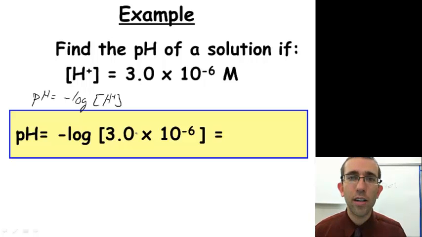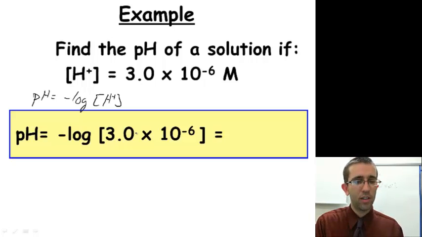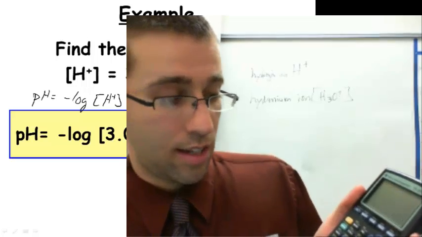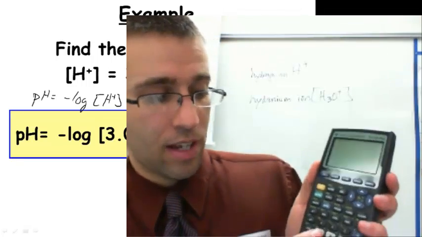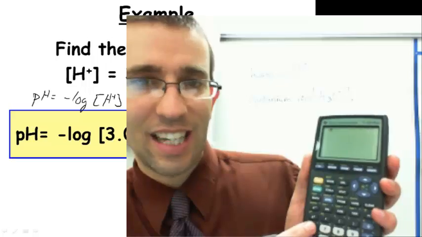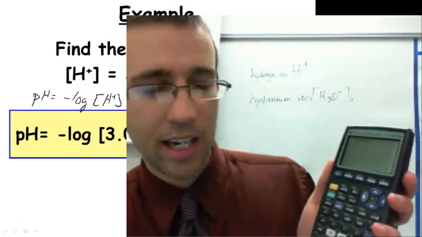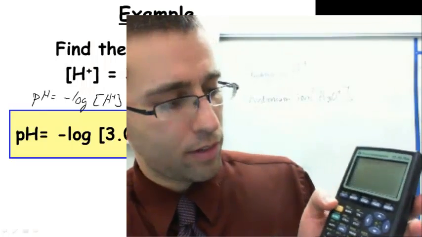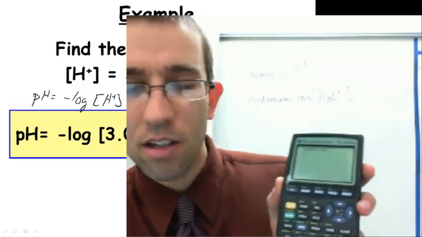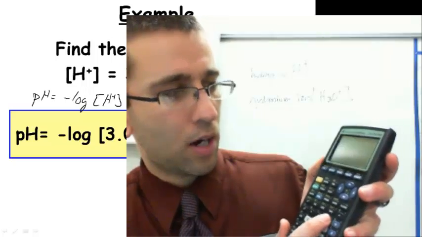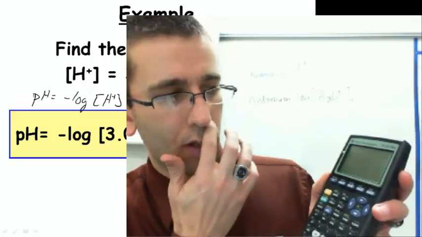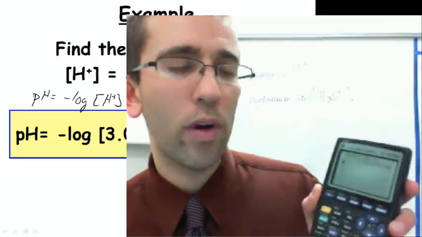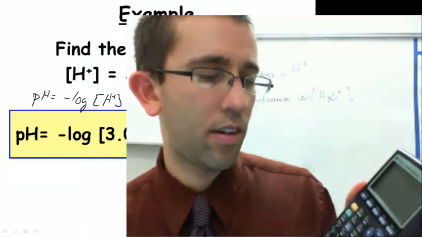I'm going to show you two calculators on how to do it. First, if you have a fancy graphing calculator, pretty straightforward. You just hit negative. The log button is right next to the 7. Okay, so hit negative log, and then type in 3.0. Hopefully you remember how to do scientific notation. It's just second e to the negative 6 power. Close your parentheses, press equal. My number came out with 5.5. Right?